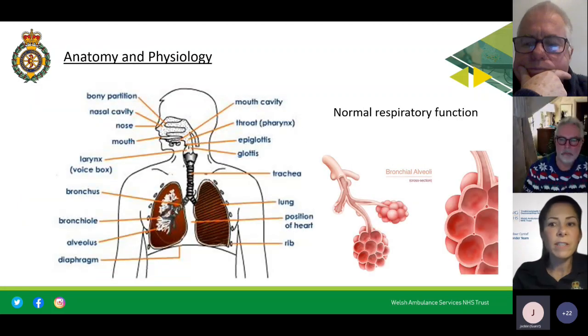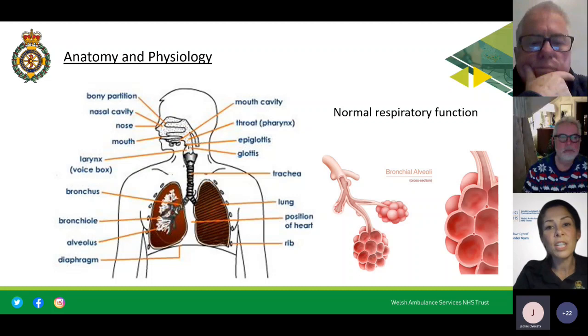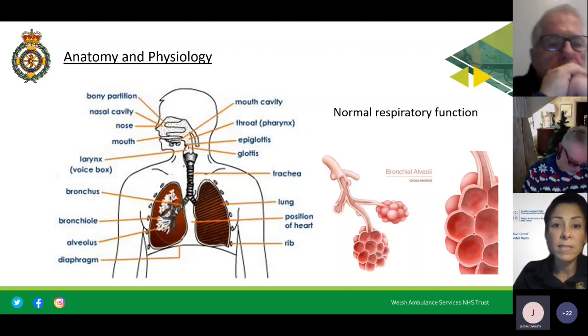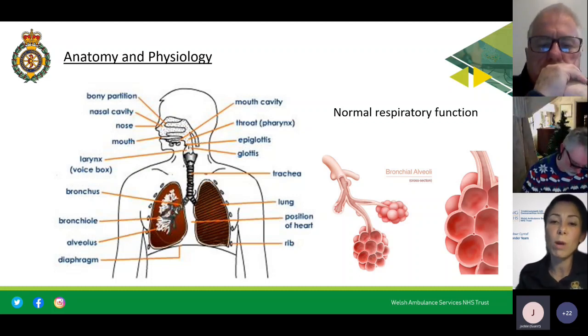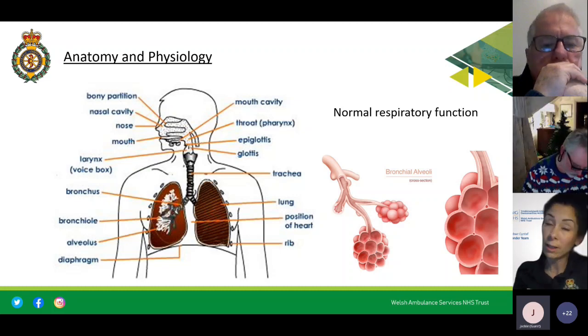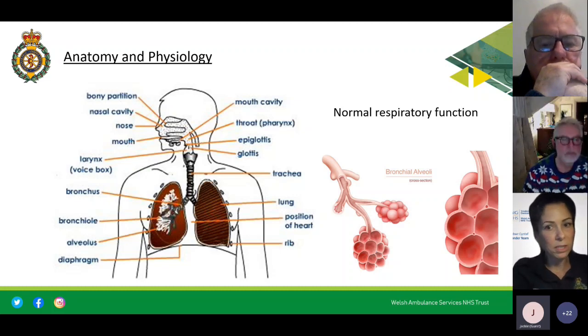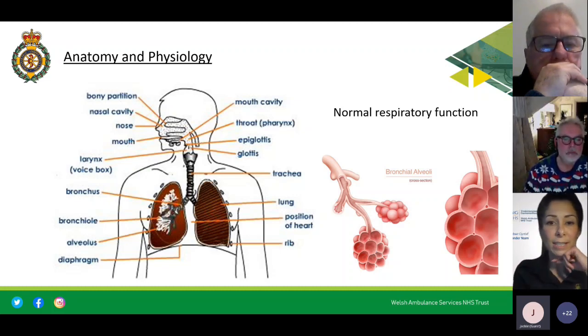So we talked about that anatomy and physiology. So it's important that we understand how the respiratory system should work so we can understand what happens when it's not working properly. So really basic, and I'm not going to go into it, but just having a very quick look, as I'm sure you know, we breathe in through our nose and mouth, and air goes down the trachea into the bronchus, where it then branches off into the bronchioles, down to the air sacs or the alveoli, where that gas exchange happens.